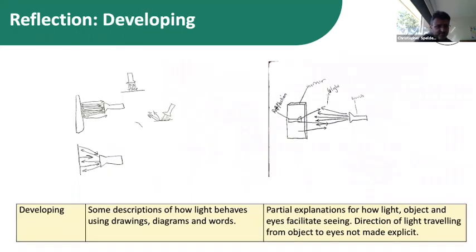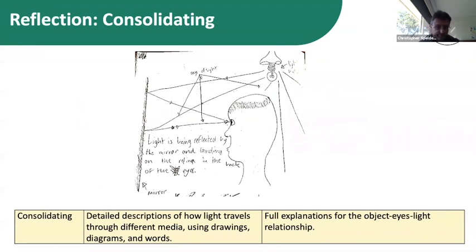So to the next slide. And here you can see where we've categorised and placed these students as being developing. So the descriptions of how the light behaves, the drawings are more complex. As you can see in the drawings on the left-hand side of the slide, we've got more representation of light rays using arrows. In fact, on both of the slides, you can see that they're far more complex in terms of the way that the students have graphically represented how light behaves. So that's developing. And then the next slide takes us to consolidating.